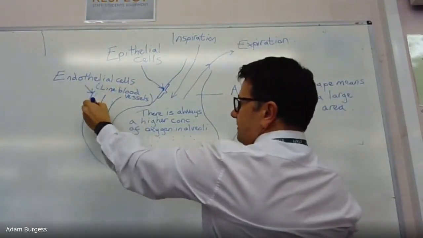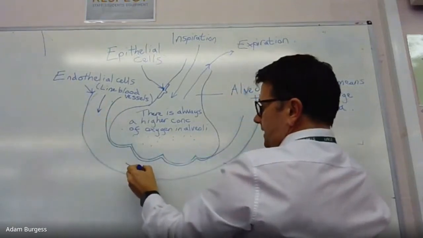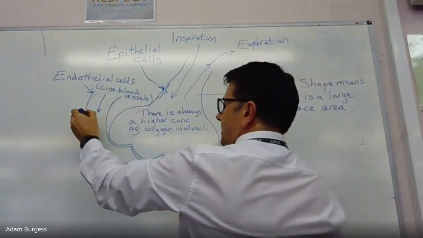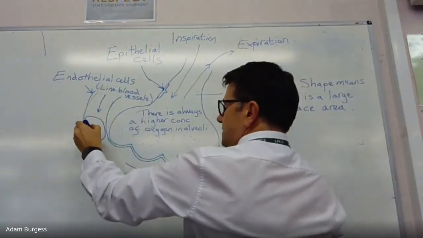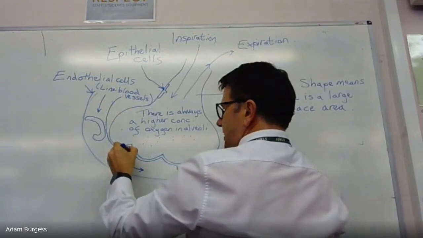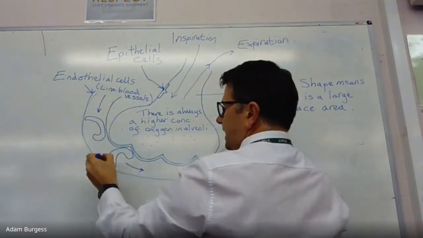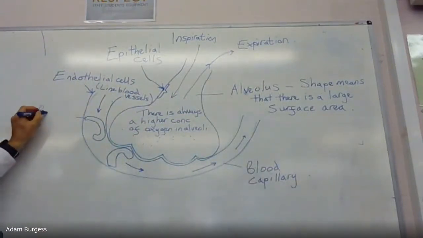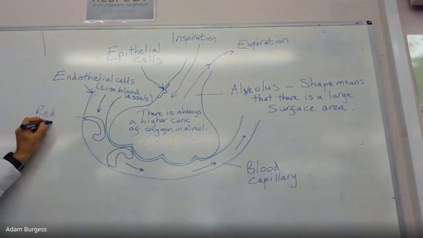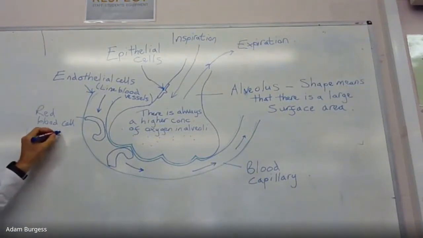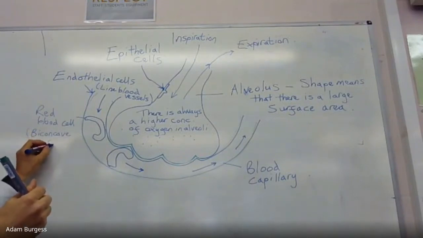Now the blood is traveling in one direction, okay? As it travels, you've got red blood cells. These red blood cells are literally squeezed into the capillary, and they're all in different shapes because they're biconcave. So I'll actually label that for you. That's a red blood cell. It's biconcave, so it can squeeze through the capillary.